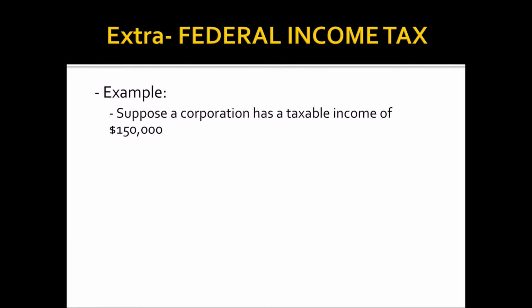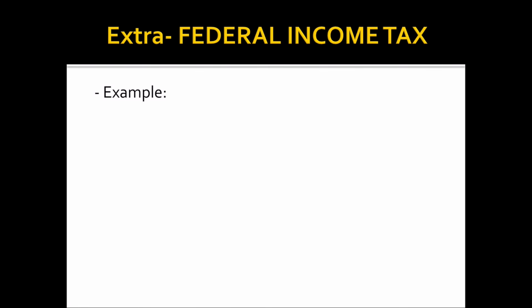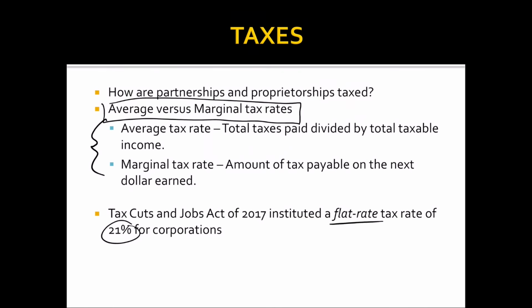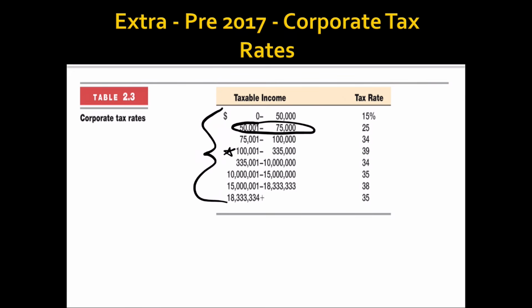Let's say a corporation, so this is pre-2017, before the Tax Act or the flat tax rate of 21% was implemented. Suppose a corporation has a taxable income of $150,000. If we go back to the schedule, their taxable income is in this fourth bracket. The marginal tax rate, by definition, is the amount of tax payable on the next dollar earned. If they made one extra dollar, so $150,000 and $1, what tax rate would be applied? 39%. That is what is called a marginal tax rate. Their marginal tax rate is simply 39%.